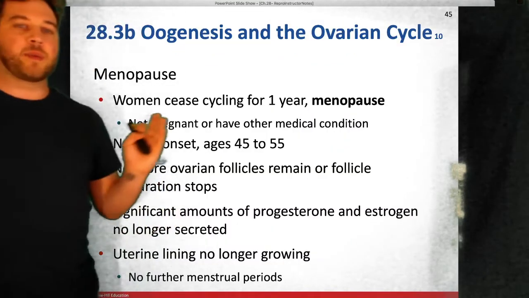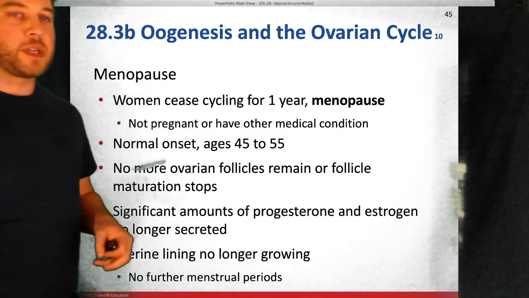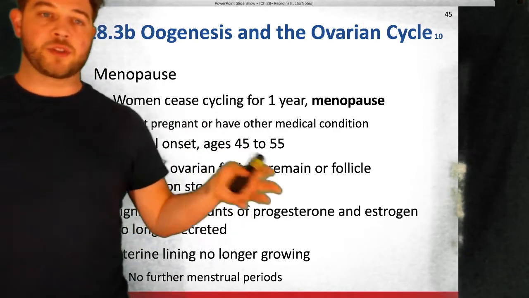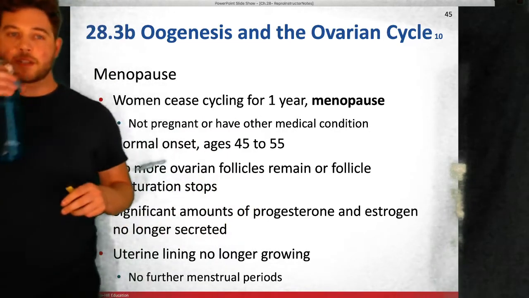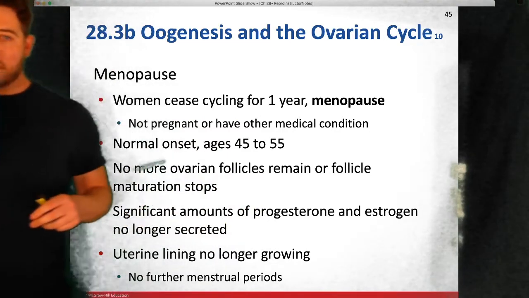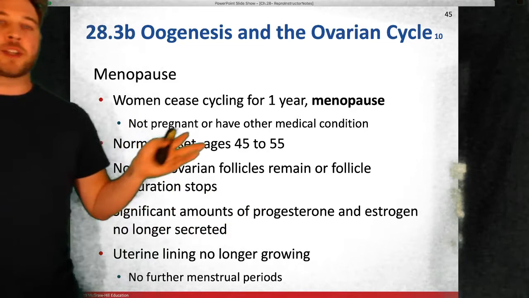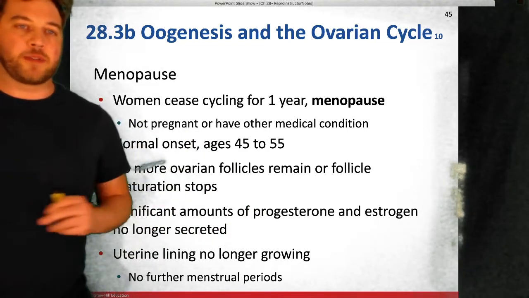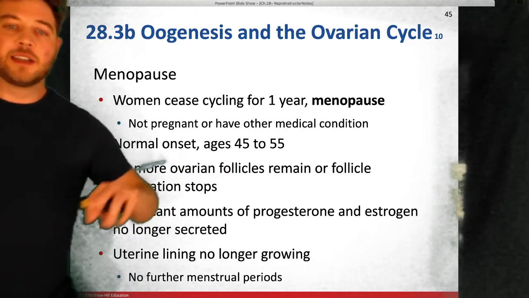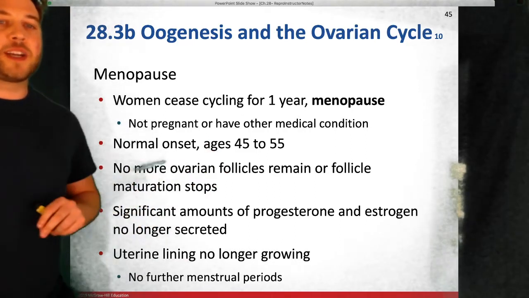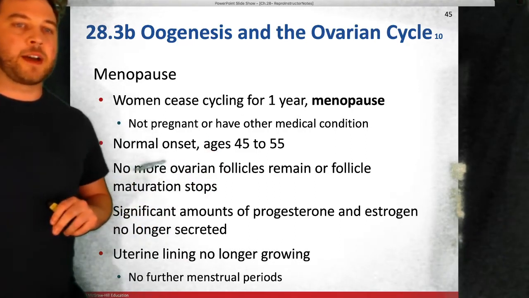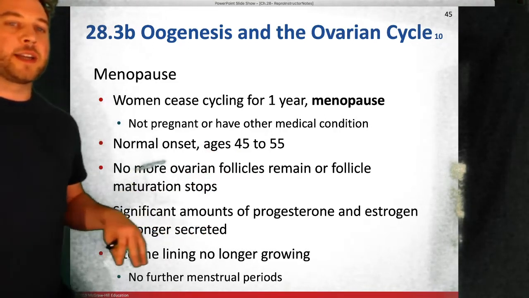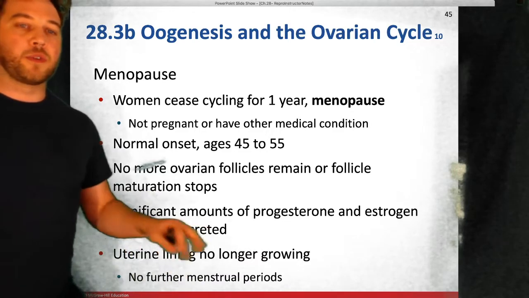All right, menopause. Women stop cycling for 1 year. That is called menopause. After not having a menstrual cycle for 1 year, it is officially menopause, assuming that you are not pregnant or have any other medical conditions. Normal onset is ages 45 to 55, varies. No more ovarian follicles remain or follicle maturation stops. Significant amounts of progesterone and estrogen are no longer secreted. The uterine lining is no longer growing, so there are no further menstrual periods.